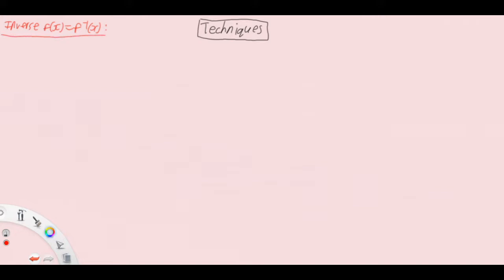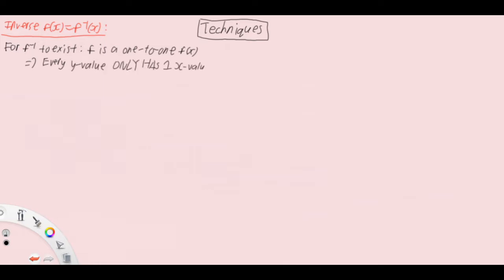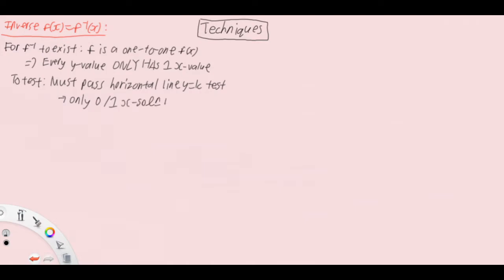We then move on to our f inverse, or inverse function, where we have f to the power minus 1, which is f inverse. For f inverse to exist, f must be a one-to-one function, where a one-to-one function is basically for every y value, or for every f(x) value, there's only one x value that can get that particular y value. To test for a one-to-one function, the function must pass the horizontal line y = k test, where there's only 0 or 1 x solution, aka 0 or 1 intersection point with the y = k line. And this k is for every real number.